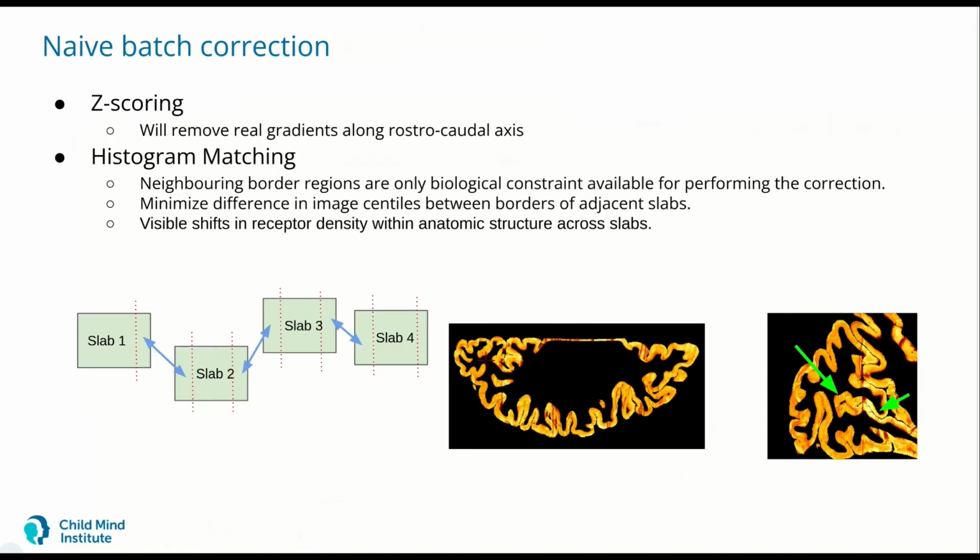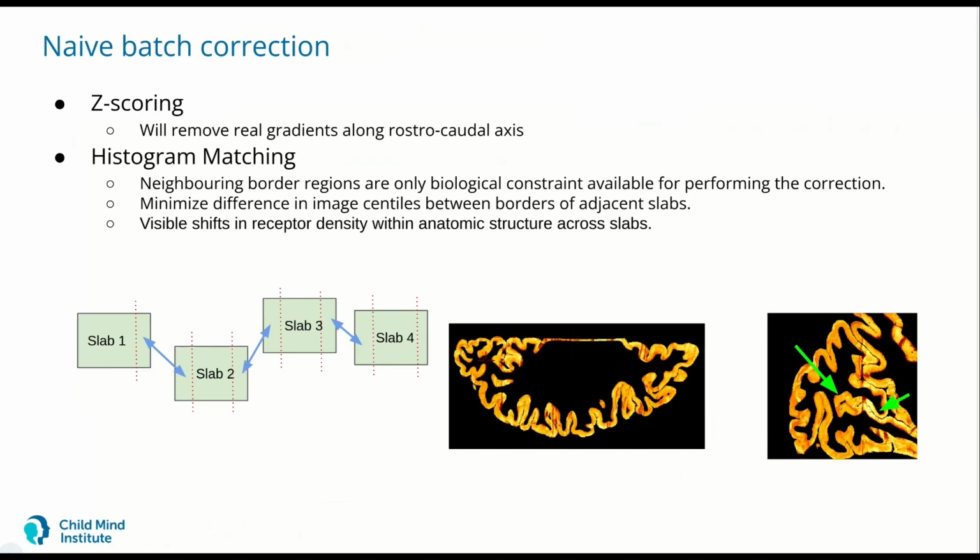There are different approaches one could take to this. One would be naive Z-scoring, but the problem with that is that if there is a real gradient along the rostrocaudal axis, you would get rid of it with the Z-scoring. Another approach would be to look at the border regions between the slabs of tissue and then try to do some kind of histogram matching or just matching the means. That is indeed something that we initially tried. The problem, though, is that even though it produces a very uniform looking image locally, it still creates discrete jumps along adjacent pieces of cortex.